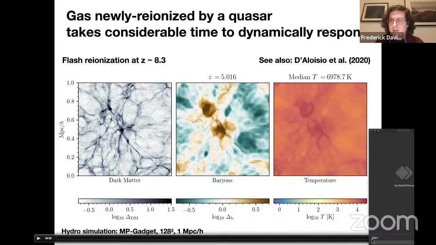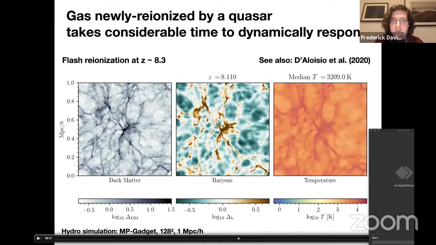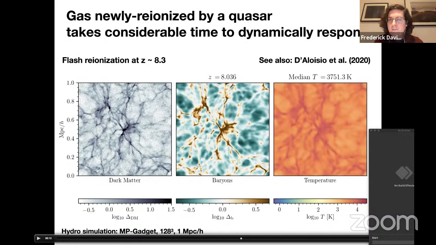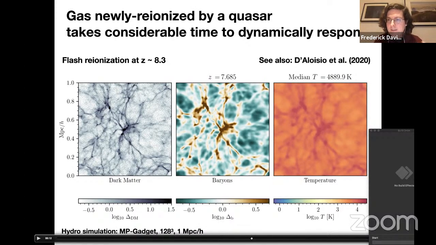But I'm going to go through this movie very carefully here. If we go back to when reionization occurs, the gas is now hot. It actually takes a substantial amount of time before that structure really starts to disappear. So it actually lasts for a few tens of millions of years, maybe even up to 100 million years after the quasar switches on and ionizes that gas. And so we can in principle study the pre-reionization IGM by looking at reionization epoch quasars.